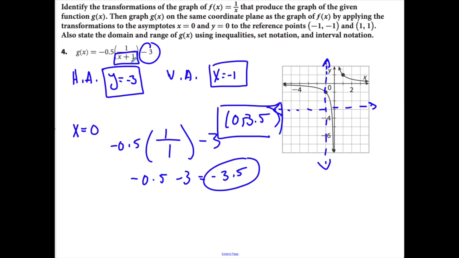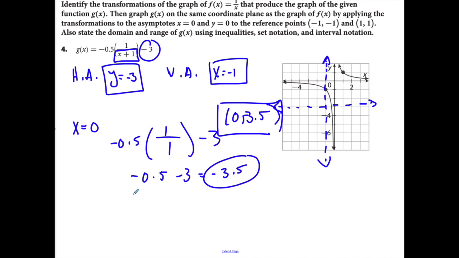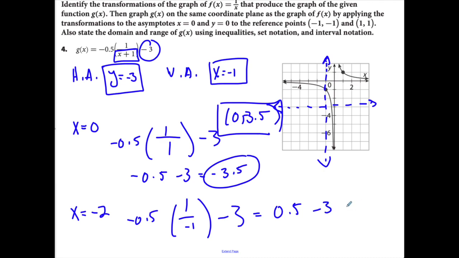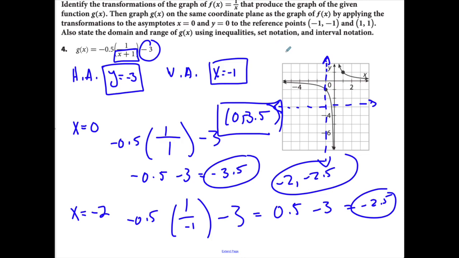Okay, now I want to make the denominator negative 1. What would make the denominator negative 1? x is negative 2. So if x is negative 2, I get 1 over negative 1, minus 3. So this is negative 1, and negative 1 times negative 0.5 is positive 0.5. So I end up with negative 2.5. So negative 2, negative 2.5. Let's see what it looks like.